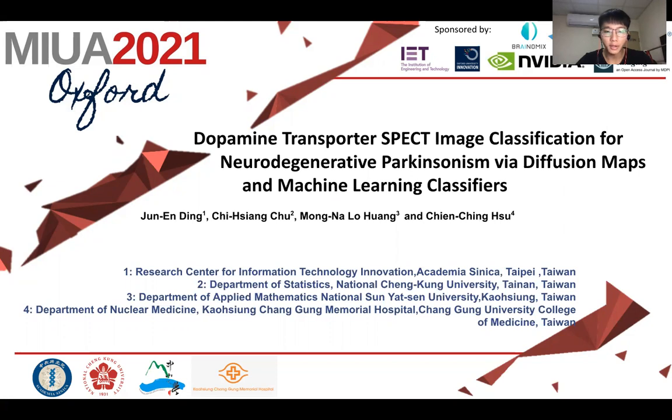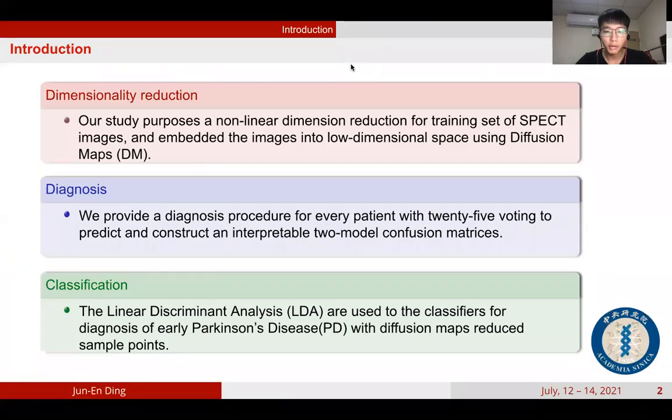I will present my research about dopamine transporter SPECT image classification for neurodegenerative Parkinsonism via diffusion maps and machine learning classifiers. In our research, we make three major contributions in this paper. First is dimensional reduction. Our study proposed a nonlinear dimensional reduction for training sets of SPECT images and embedding the images into low-dimensional space using diffusion maps.